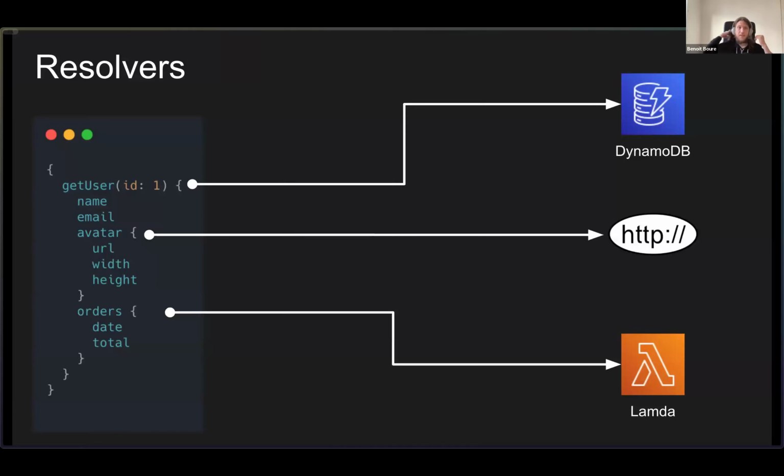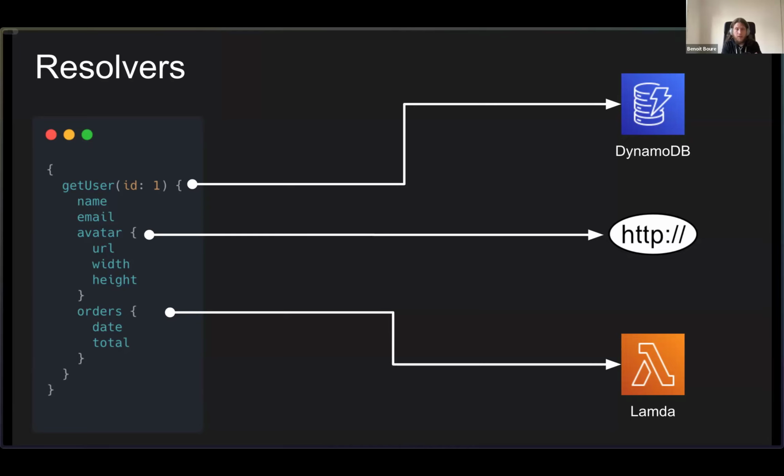So actually, you can see this here. You can see that in the backend, one query is using DynamoDB. There's another one using HTTP and another one using Lambda in this case.